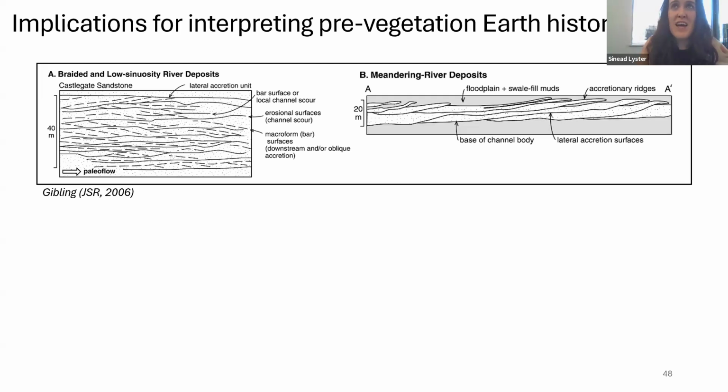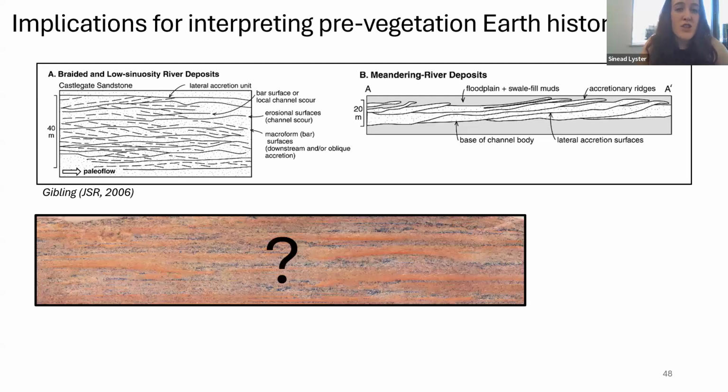But the question that we're getting at is, were these sheet-braided rivers? Do we know what pre-vegetation single-thread versus multi-thread rivers should look like? How do we take facies models that are based on and developed from vegetated systems? How do we apply those to the pre-vegetation rock record?